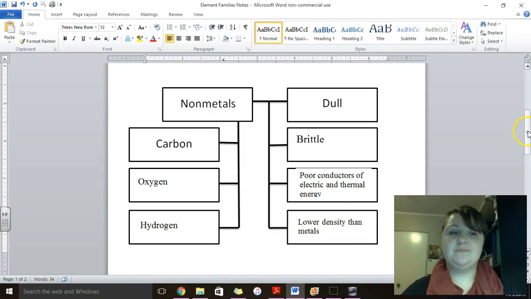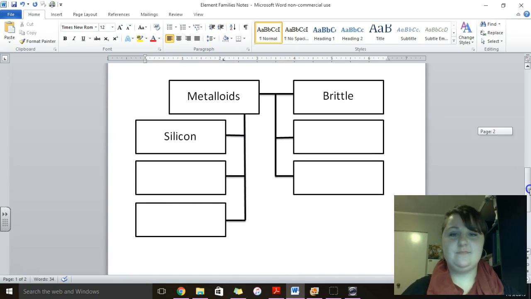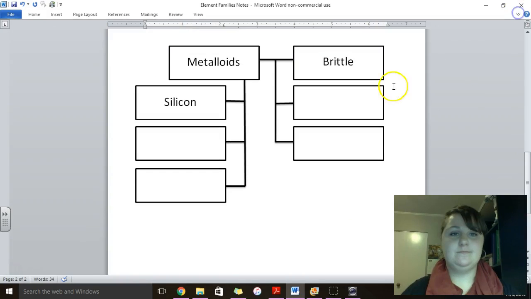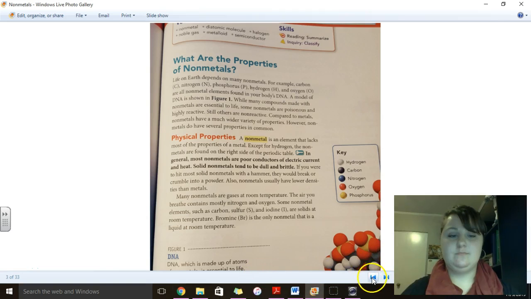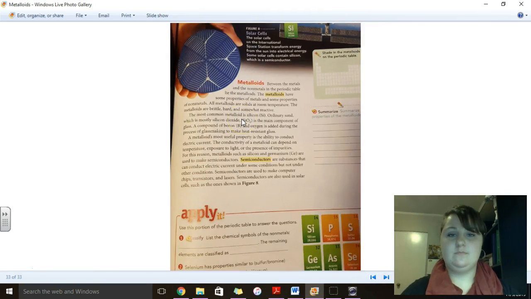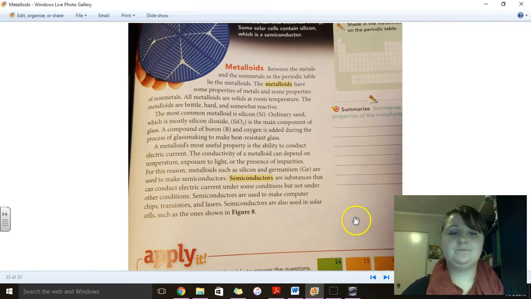Now nonmetals are done. Last one. Metalloids. Between the metals and the nonmetals in the periodic table lie the metalloids. The metalloids have some properties of metals and some properties of nonmetals. All metalloids are solid at room temperature. The metalloids are brittle, hard, and somewhat reactive.